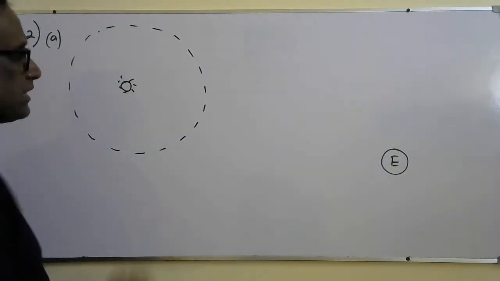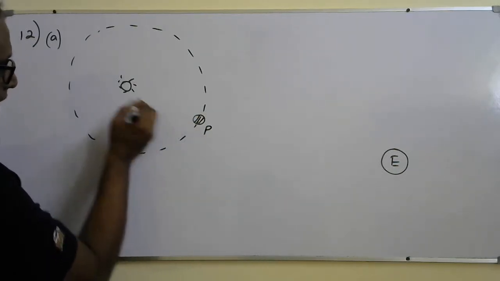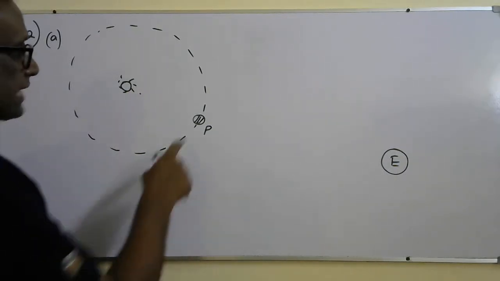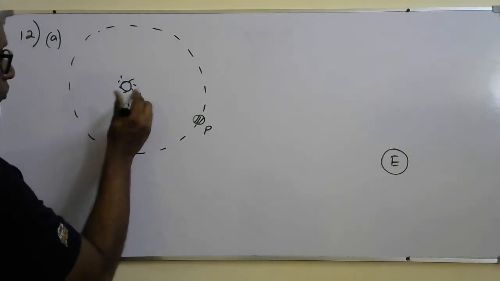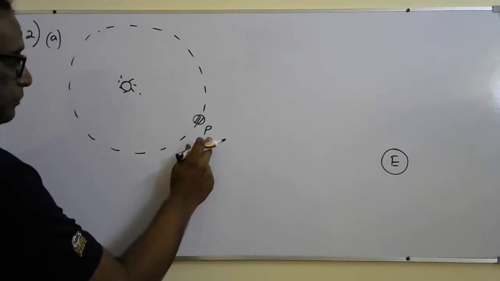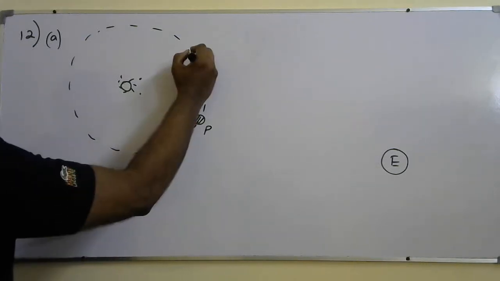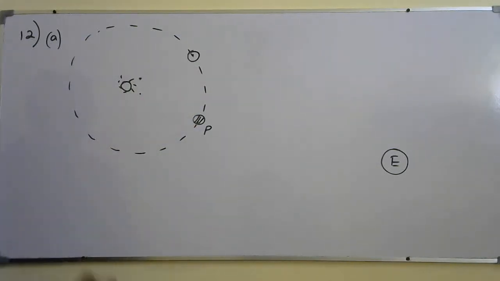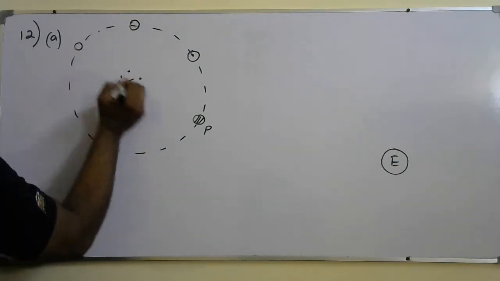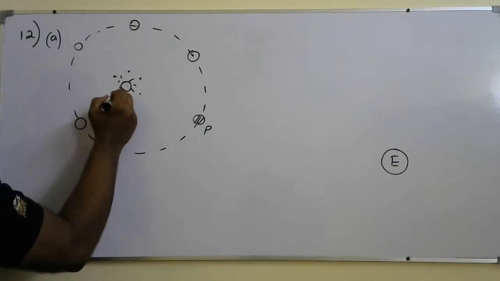So what happens? The planet is massive. So when it is here, it will pull the star a little closer to it due to the large gravitational force exerted by the planet on the star. The star would be somewhere here due to the larger gravitational pull. When the planet is here, the star will be pulled to this position. Same way, when the planet is here, it will pull the star a little bit towards it.